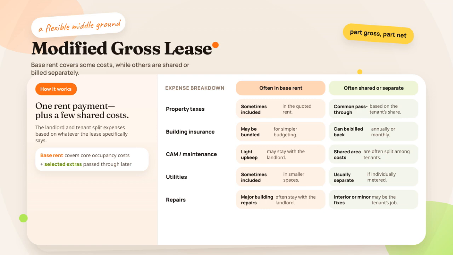For example, in a modified gross lease, base rent covers some costs while others are shared or billed separately. It's a flexible middle ground between a full gross lease and a net lease, with part of the expenses bundled and part passed through. Overall, you'll often see one main rent payment with a few shared costs added on, tailored to fit both landlord and tenant needs.